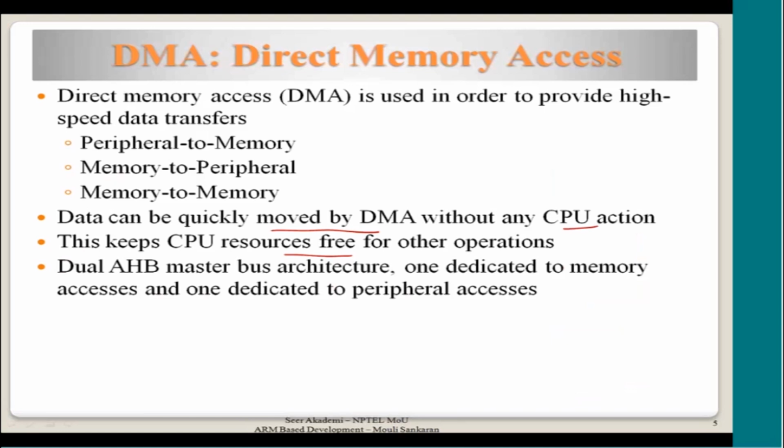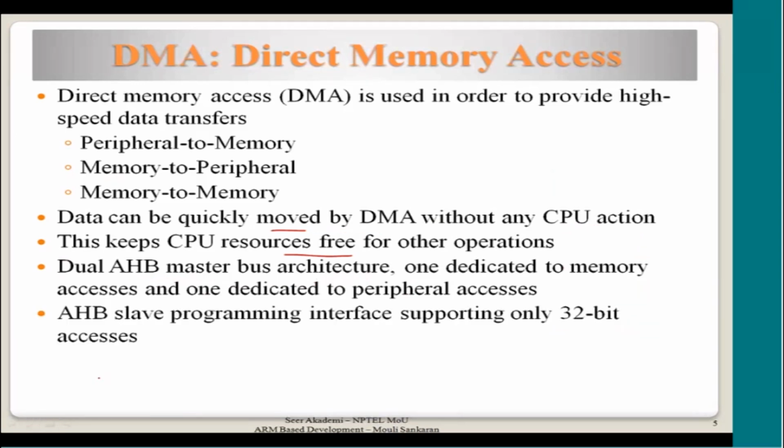Dual AHB master bus architecture, one dedicated to memory accesses and one dedicated to peripheral accesses. So there are these dual master architectures where one is dedicated to the peripheral part and the other one is dedicated to the memory, because mostly what you see in the system is the data transfer between memory and peripheral. Okay, so that can be performed by using DMA. AHB slave programming interface supporting only 32-bit accesses.